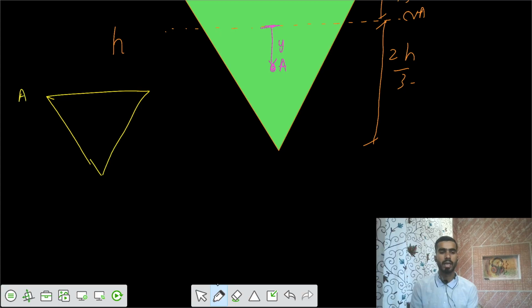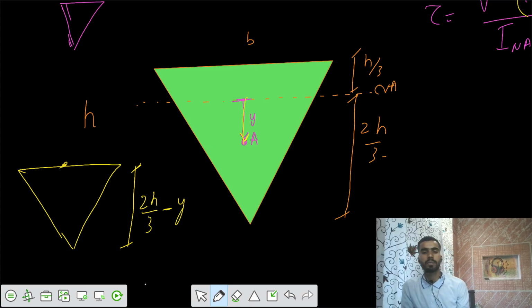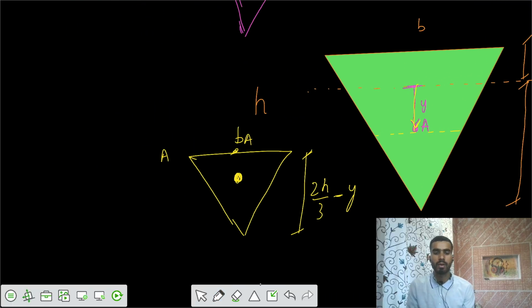So this is point A here. What is the total depth we are left with? You go to some point A at a distance of y. So the leftover would be equal to 2h/3 minus y. And there is some width BA at that location. This is some width BA, and there is some centroid of that area somewhere here. What is the distance of that centroid from the neutral axis? Can you calculate that? YC bar.